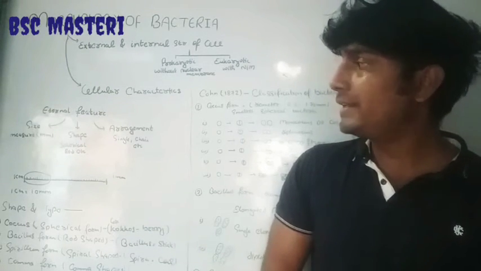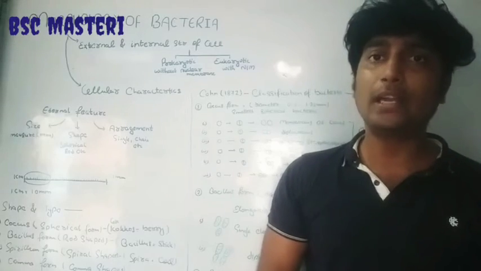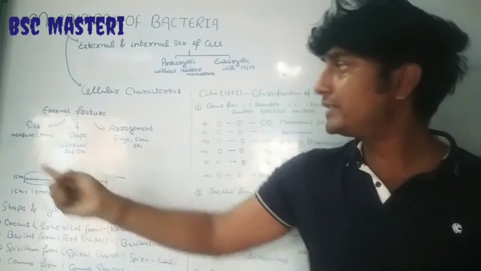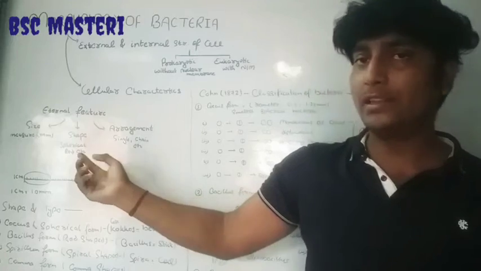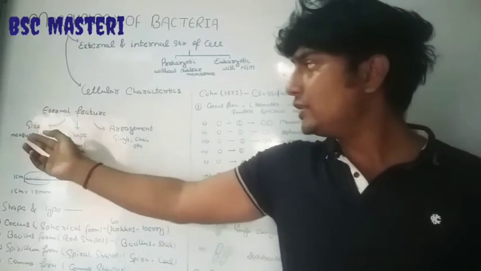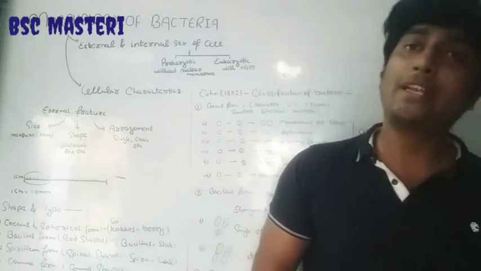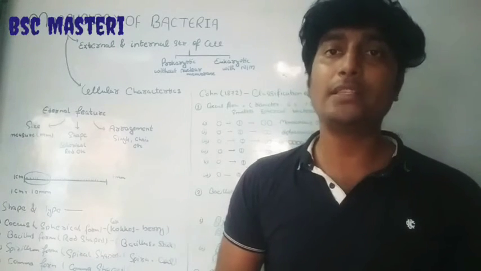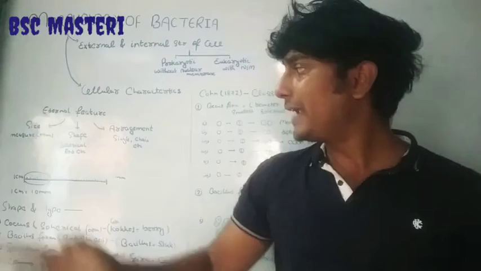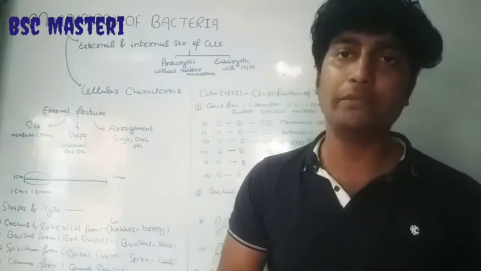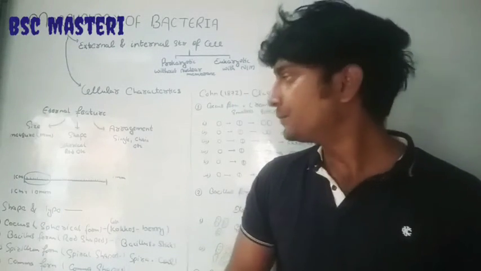In the external features of bacteria, we consider three factors. First is the size, second is the shape, and third is the arrangement. In size, we measure bacteria in micrometers because bacteria are microscopic organisms which cannot be seen with our naked eyes. The micrometer is a very small unit which is able to show the bacteria.